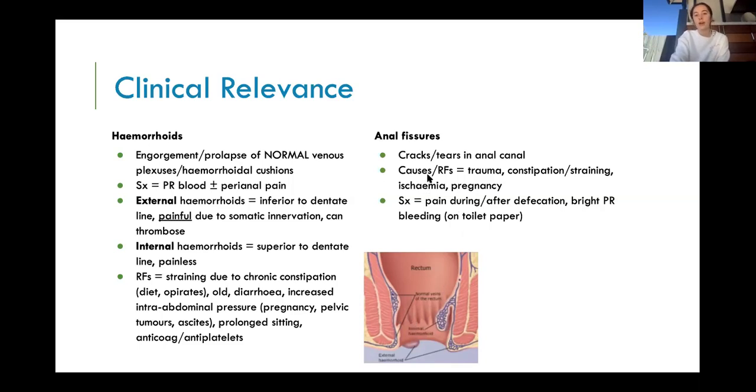And then you also have anal fissures, which are just cracks or tears in the anal canal due to constipation or trauma or pregnancy, and that's just pain when you defecate, and bright red blood when you wipe on your toilet paper.